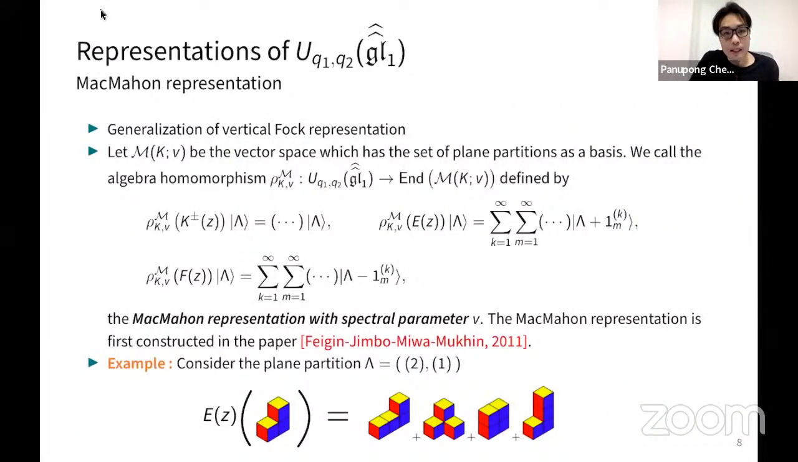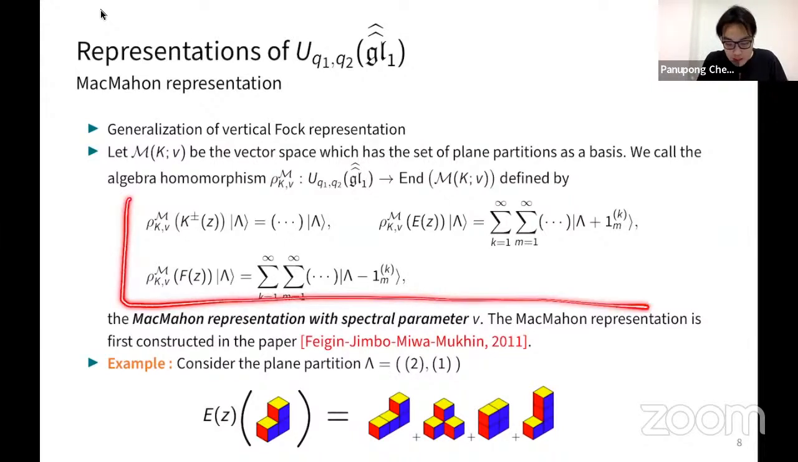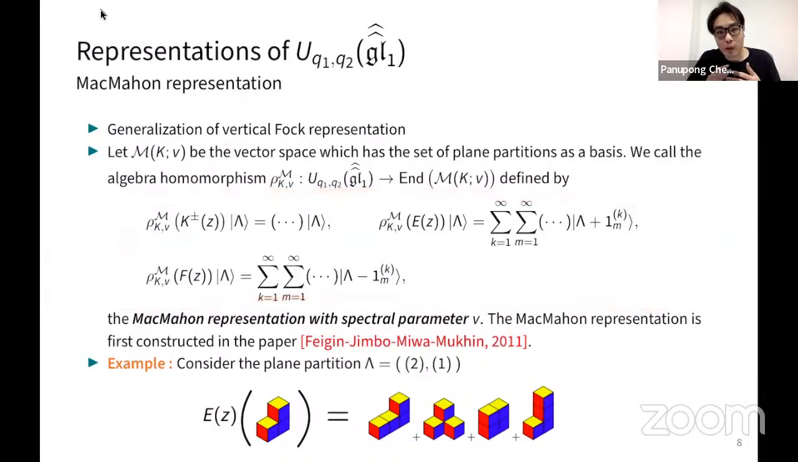Okay, so we have talked about the Fock representation. Now we come to the second one, called the Macmahon representation. The Macmahon representation can be considered as a generalization of the Fock representation. This is because the representation space of the Macmahon representation has the set of plane partitions as a basis. A plane partition is just a partition with multiple layers, so if you look at each layer, you will obtain a partition. Similarly, we can have a formula for the action of the currents on the set of plane partitions, but because the formula is quite complicated, I didn't write it explicitly here. But from the explicit formula, you can check that it satisfies the defining relations of the quantum toroidal algebra. So it forms a representation, and we call it the Macmahon representation.